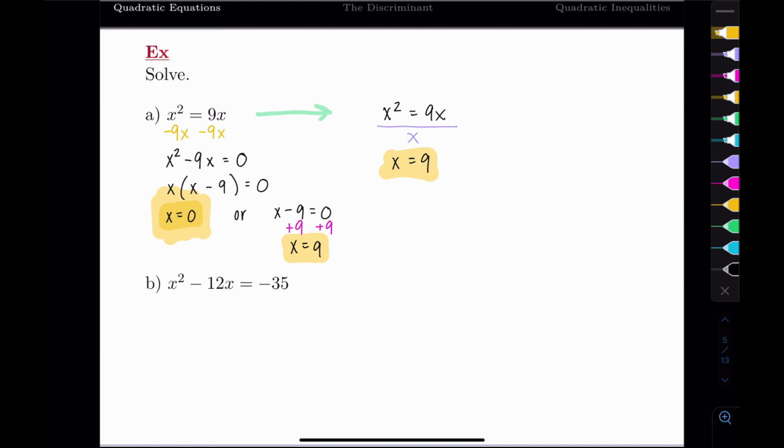When you divide by the variable, you end up losing a solution. So that's why we never want to do this. Instead, get everything to one side and then see if we can factor it.